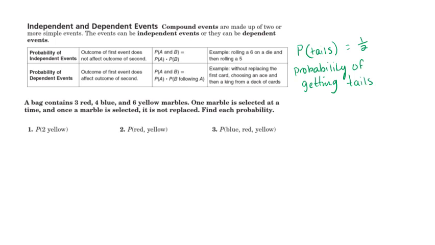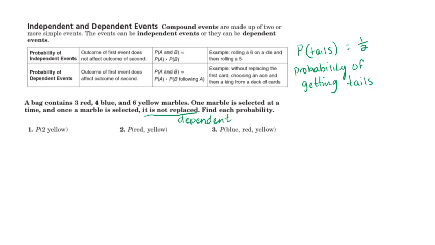A bag contains 3 red, 4 blue, and 6 yellow marbles. One marble is selected at a time, and once the marble is selected, it's not replaced, so it's not put back in the bag. Find each probability. Since it's not put back in the bag, pulling out a marble changes the probability for the second, so this is dependent, because it lessens the amount of marbles in the bag.